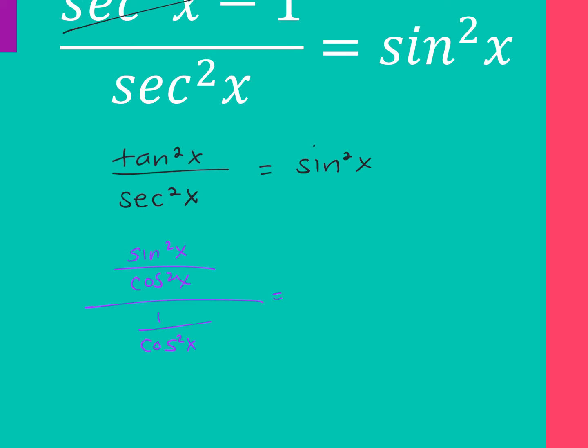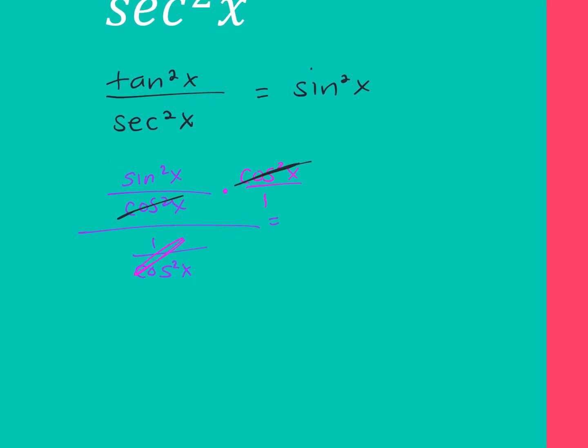Still not to sine squared, but we're making some progress. Now what can I do? What do you do when you have a fraction? Keep, change, flip it. So this becomes times cosine squared x over 1. So this is gone. What can I do with those? Cancel out your cosine squared x, and what's left? Sine squared x. And that was my goal.